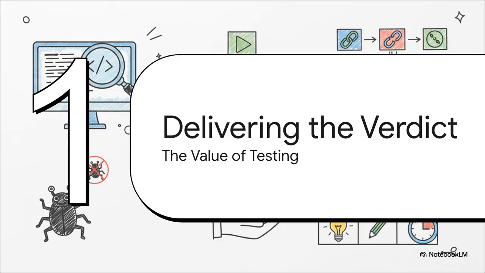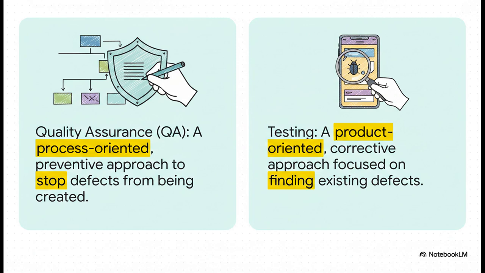Okay, so the investigation's wrapping up, all the clues are on the table. What's the verdict? What's the real point of all this detective work? What's the ultimate value? Now, here's something a lot of people get mixed up. Testing and quality assurance, or QA, they're not the same thing. Not at all. Testing is about finding defects in the actual product. It's corrective. QA is all about improving the process to prevent defects from being made in the first place. You could say testing finds the criminal, QA improves the city planning to prevent the crime.